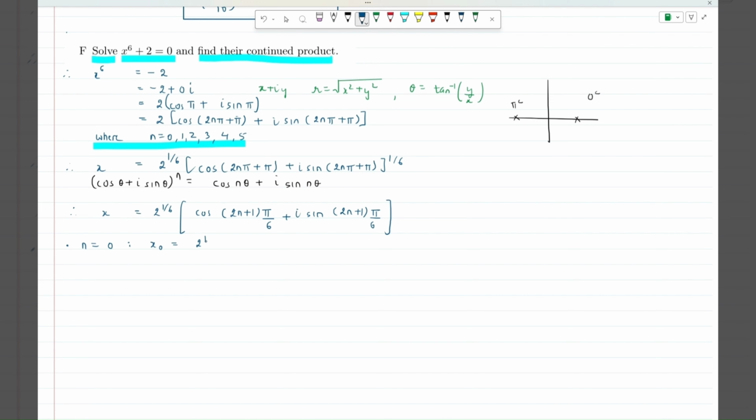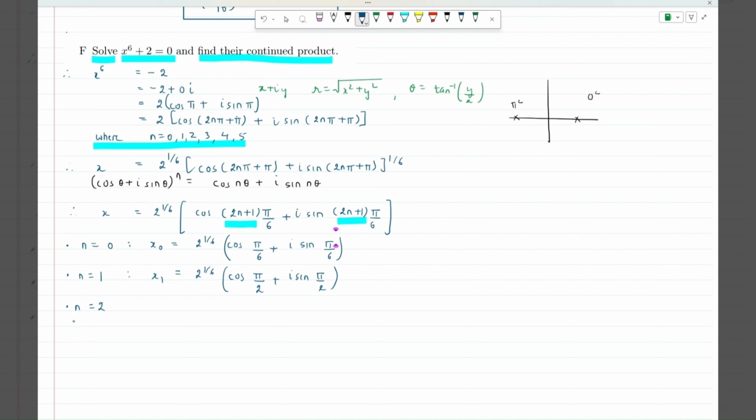So which is going to be 2 raised to 1 by 6 into cos of, when you plug in n as 0, this will become 1, so π by 6, plus i times sine of π by 6. Then when you plug in n equals 1, we get x1 is 2 power 1 by 6. Make a note that this constant multiplier, the 2n plus 1, represents odd numbers. So when you put n equal to 1, you get the next odd number, and that is going to be 3π by 6, which gives us π by 2 plus i times sine of π/2.